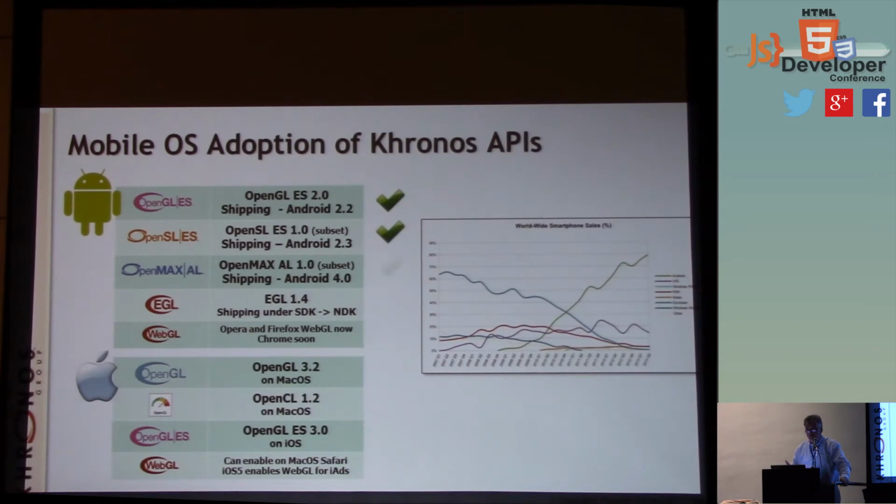There's about 120 companies currently in the Khronos Group, everyone from Google and Apple all the way down to small startups. And Khronos is busy creating all of these native APIs. That's what we've been doing for over 10 years. OpenGL ES for 3D, OpenSL ES for audio, OpenMax for video. And Android and iOS, which between them make up over 90% of the mobile market, are increasingly adopting these native APIs and shipping those native APIs on their platforms.